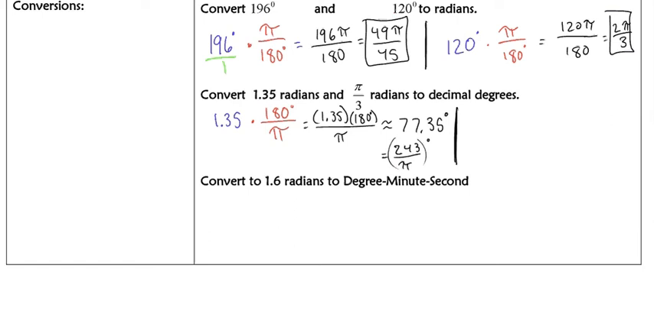And again, please pause the video. Try the next one, pi over 3 radians. Try converting that to degrees on your own first. And so I hope you've paused now and are coming back to check your work.